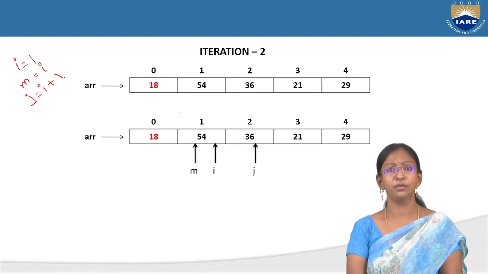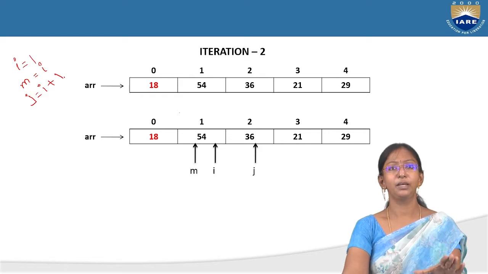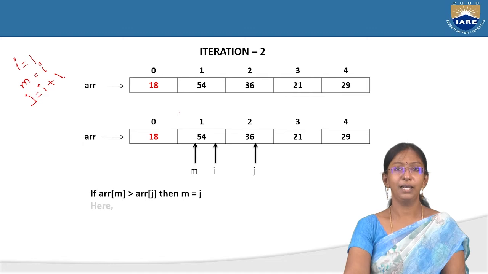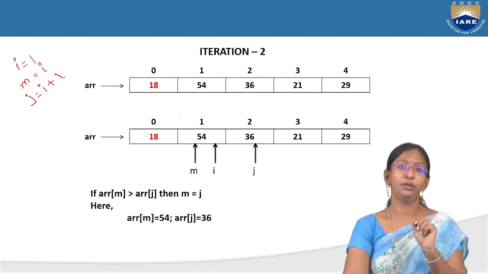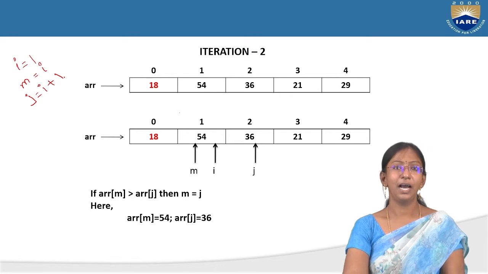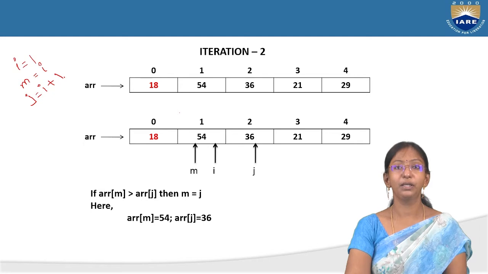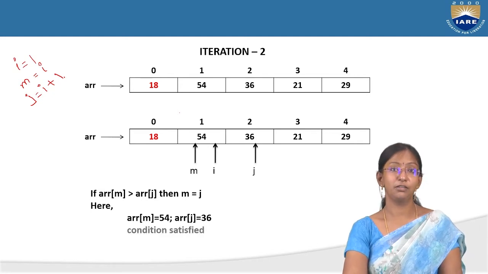I do the same process of comparison repeatedly. Compare the element pointed by m and j. What is the element pointed by m? It is 54, and the element pointed by j is 36. My condition is the greater than condition. Is 54 greater than 36? Yes, it is. Condition satisfied.